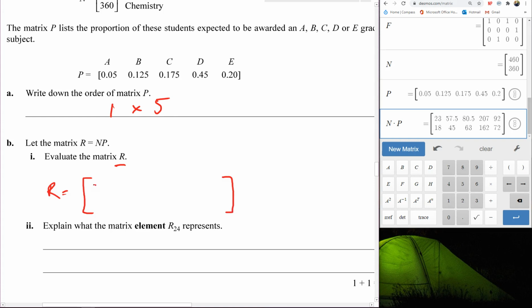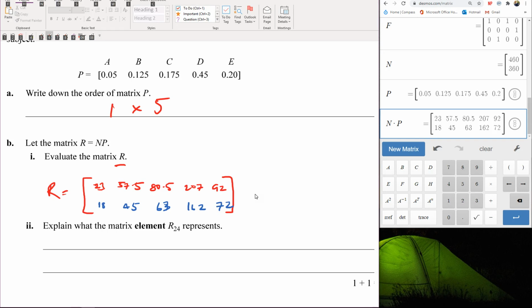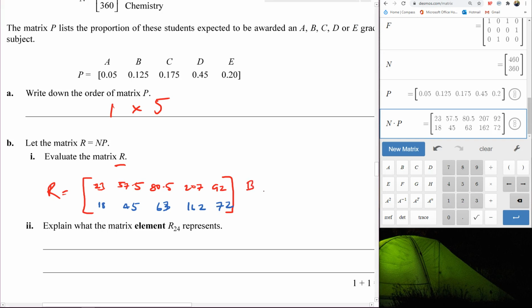A lot of numbers, but 23, 57.5, 80.5, 207, and then 92. Let's choose another color so people don't get confused. 18, 45, 63, 162, and 72. Remember, these rows represent the subjects. So this is biology, and this was chem.